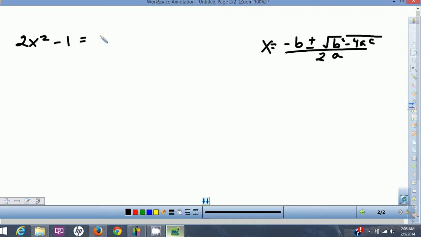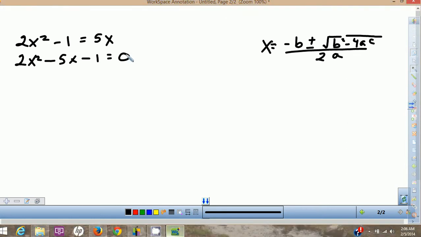So the first problem that we're going to work with is 2x squared minus 1 equals 5x. The problem with this is it's not in standard form. So the very first thing we have to do is move that 5x to the other side, where it belongs, and we end up with a quadratic in standard form that says 2x squared minus 5x minus 1 is equal to 0.